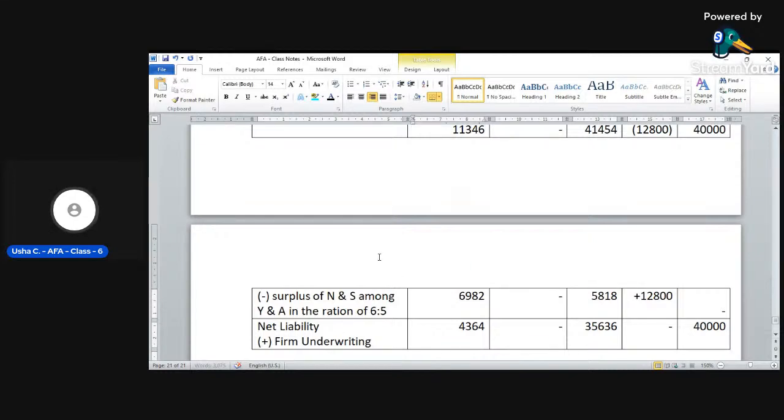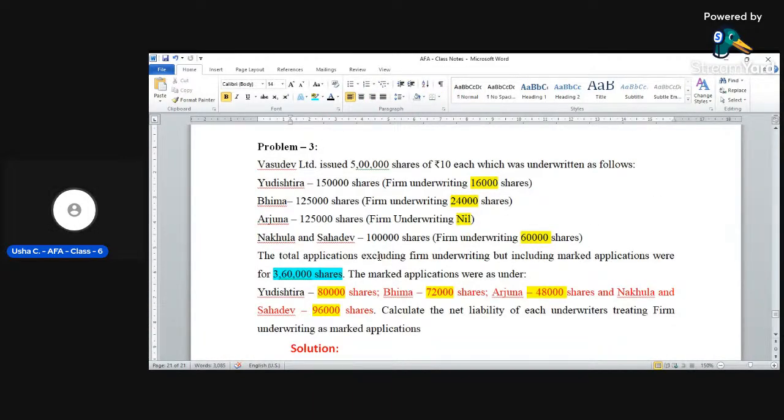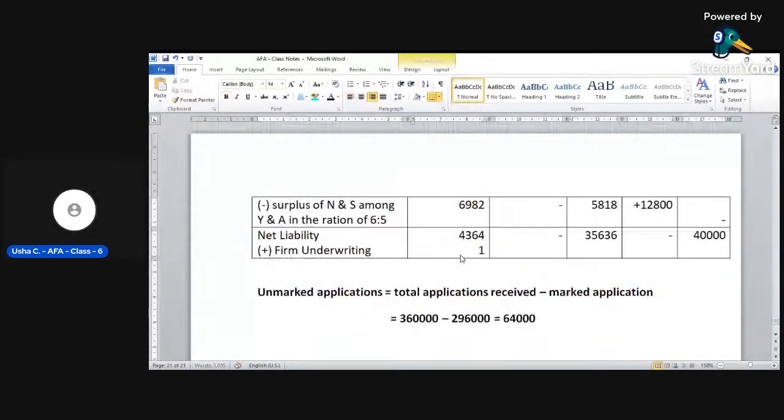Add the firm underwriting. How much is the firm underwriting? Just look at the problem. For the first underwriter, it is 16,000. Second underwriter, it is 24,000. Third underwriter, it is nil. Fourth underwriter, it is 60,000. The total of this firm underwriting is 1 lakh.